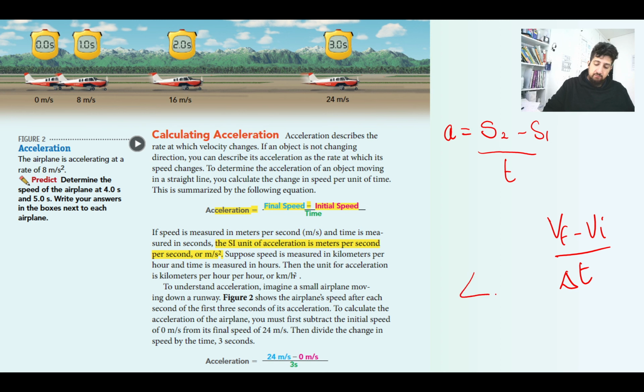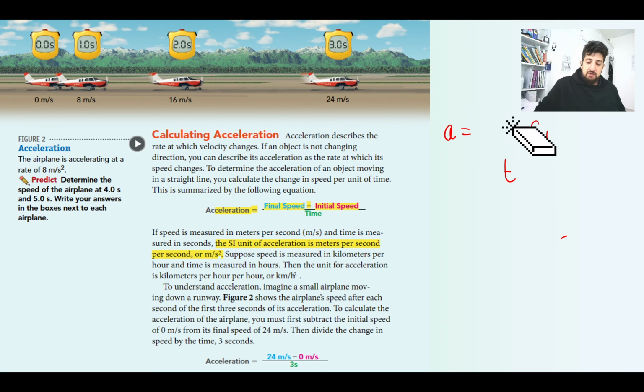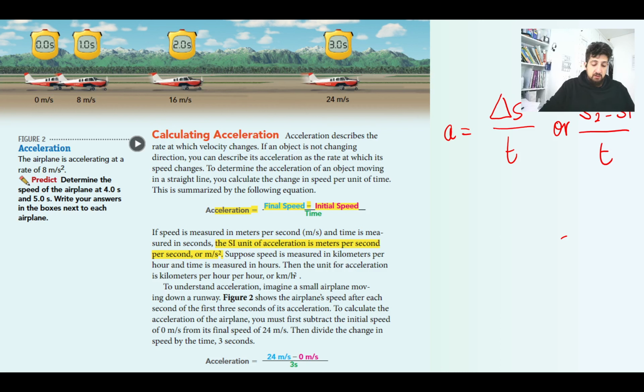And the triangle, you might have seen me draw triangles in the classroom when I'm talking about change in time or change in distance. That just means change. So it's just an easy way of writing that. So when I'm saying change in speed over time, I can write it like this. Alternatively, I can write S2 minus S1, the final speed minus the initial speed, all over the time it took to change the speed.